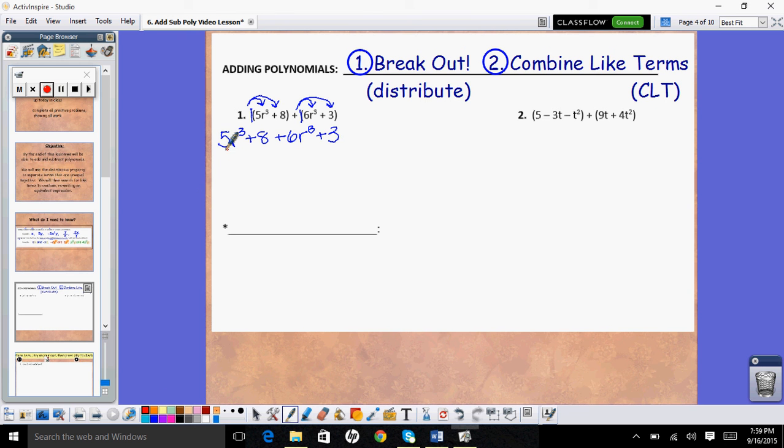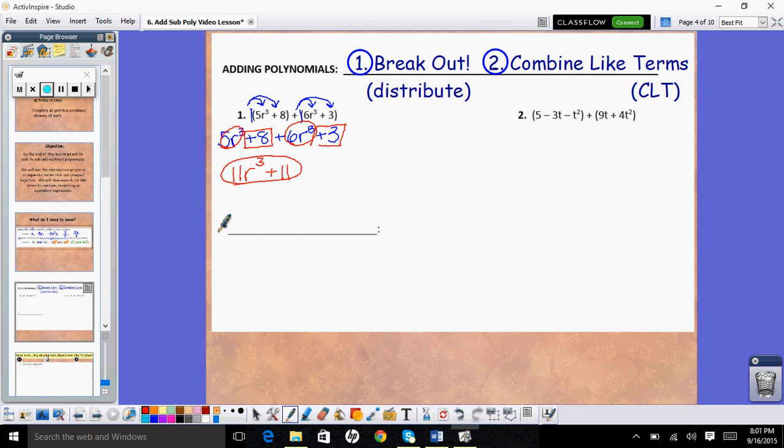I like to group my like terms using shapes. My 5r cubed and my 6r cubed can now be combined. If I have 5 of them plus 6 more, I now have 11r cubed. This positive 8 has a common term with positive 3. 8 plus 3 is 11. Because 11r cubed does not have any other like terms, and 11 has no other like terms, I cannot combine these, and this is considered my final answer in simplest form.